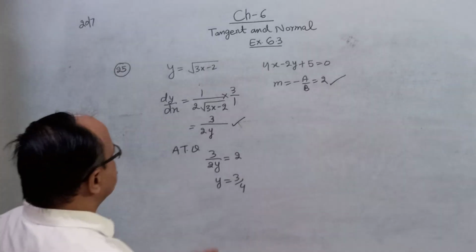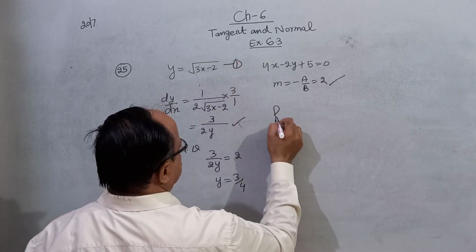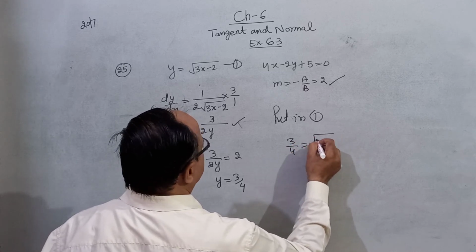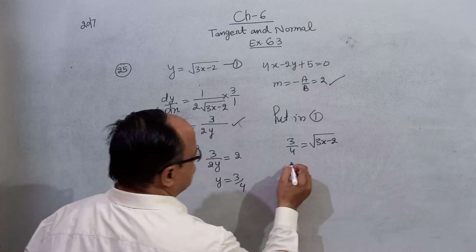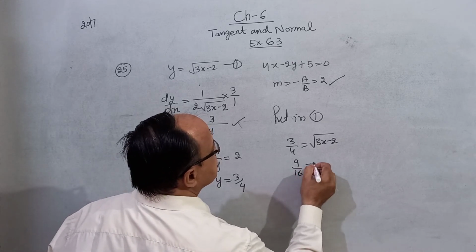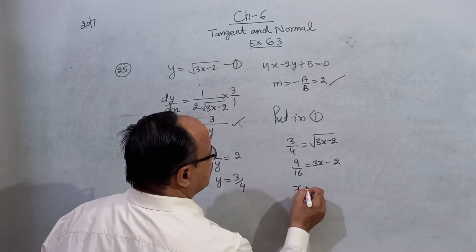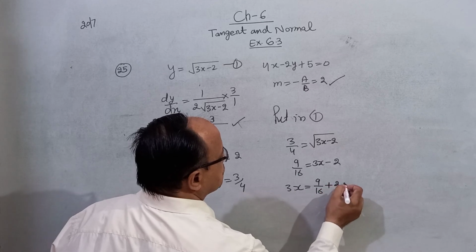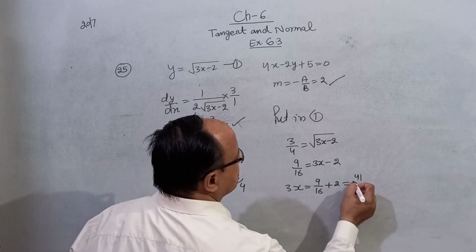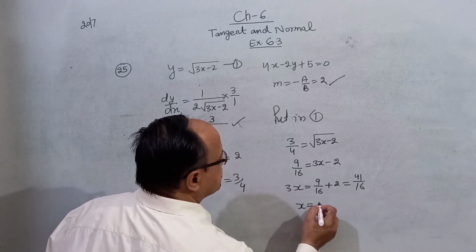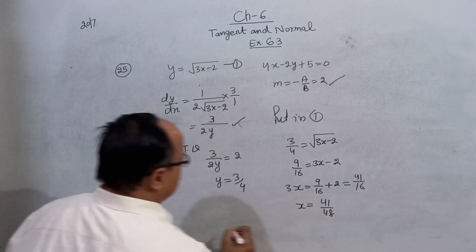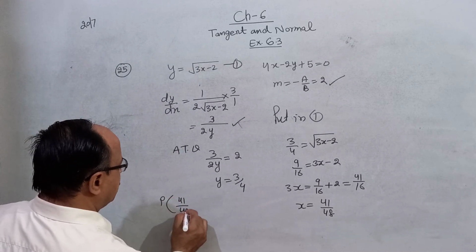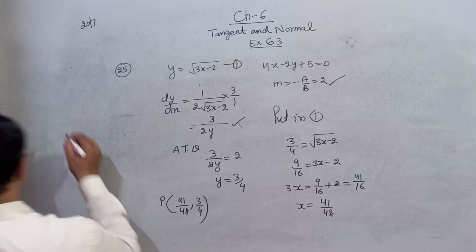Yes? And putting in the first, 3 by 4 is equal to root 3x minus 2. Squaring both sides, 9 by 16 is equal to 3x minus 2. Therefore, x is equal to 9 by 16 plus 2, 16 into 2 is 32, plus 9, 41 by 16. Therefore, x is equal to 41 by 48. Therefore, the point of contact is 41 by 48, 3 by 4.